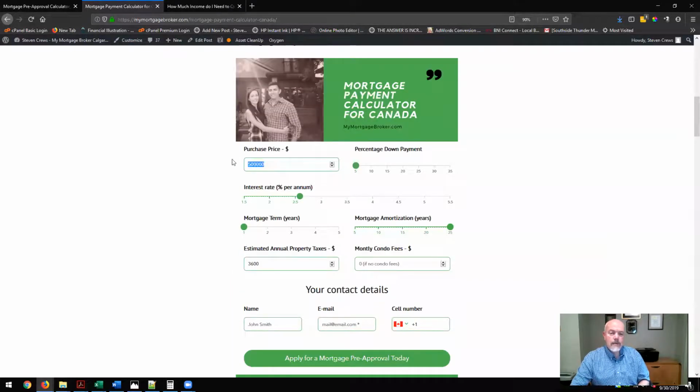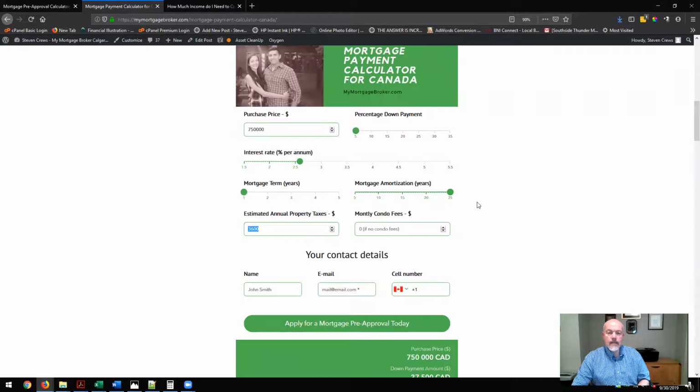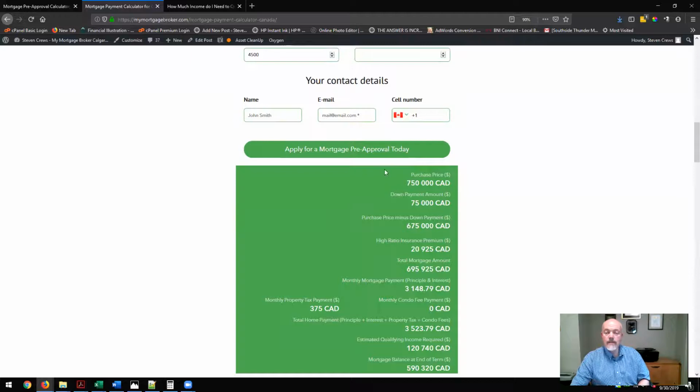So let's use $750,000. Let's say you have 10% down. So $750,000 with 10% down, your interest rate's the same. The term is 5 years, 25-year amortization, and let's use $4,500 as the property taxes and no condo fees. Your purchase price is $750,000, the down payment $75,000, 10%. That nets out to be $675,000 net amount plus the insurance premium.